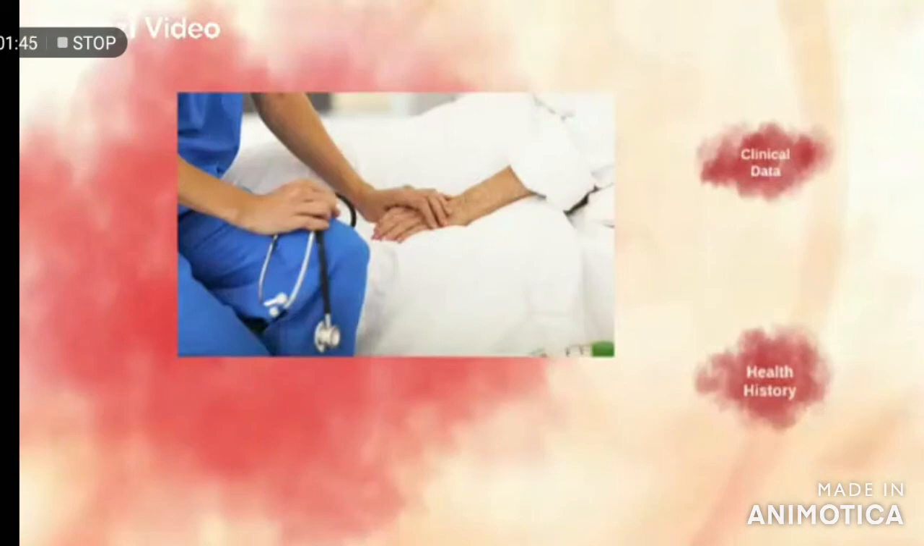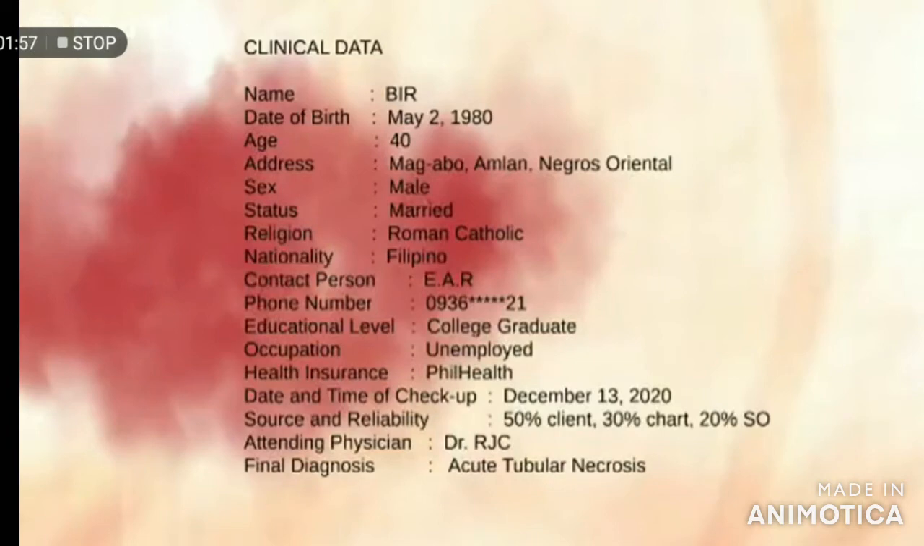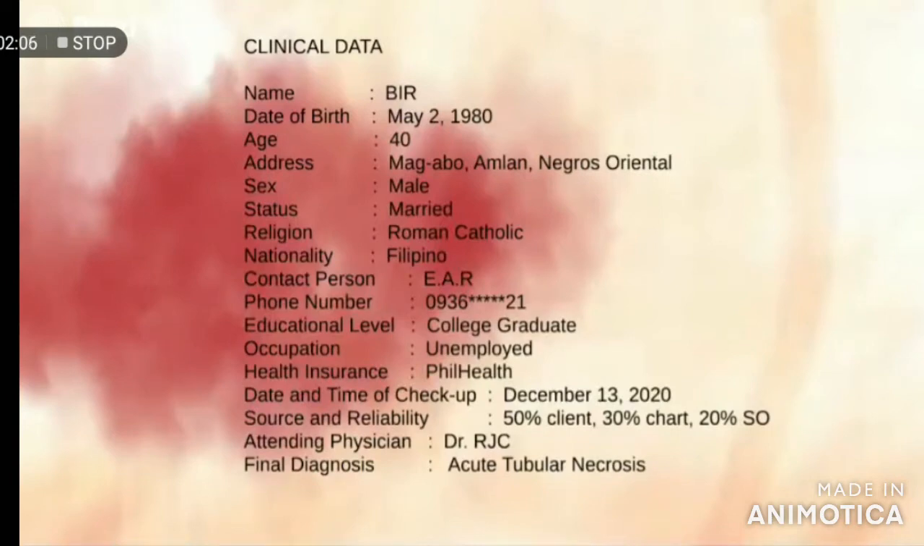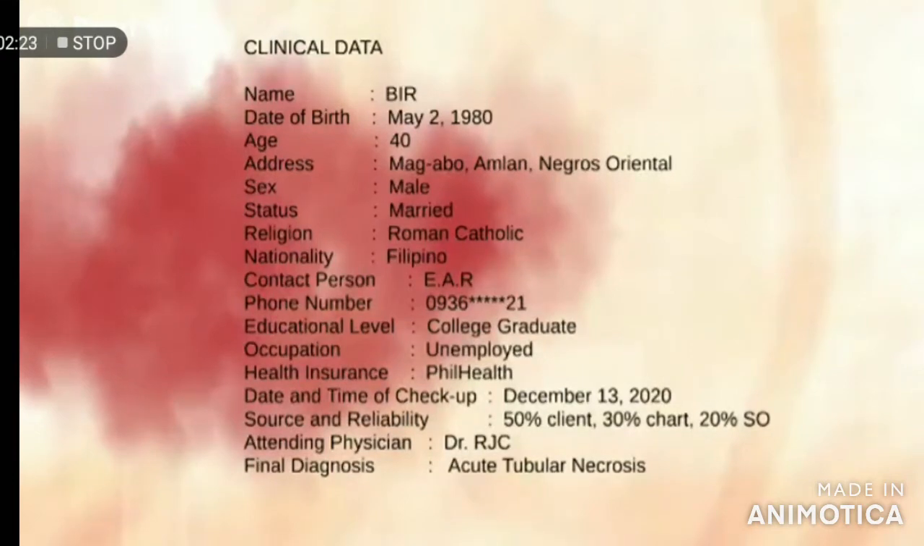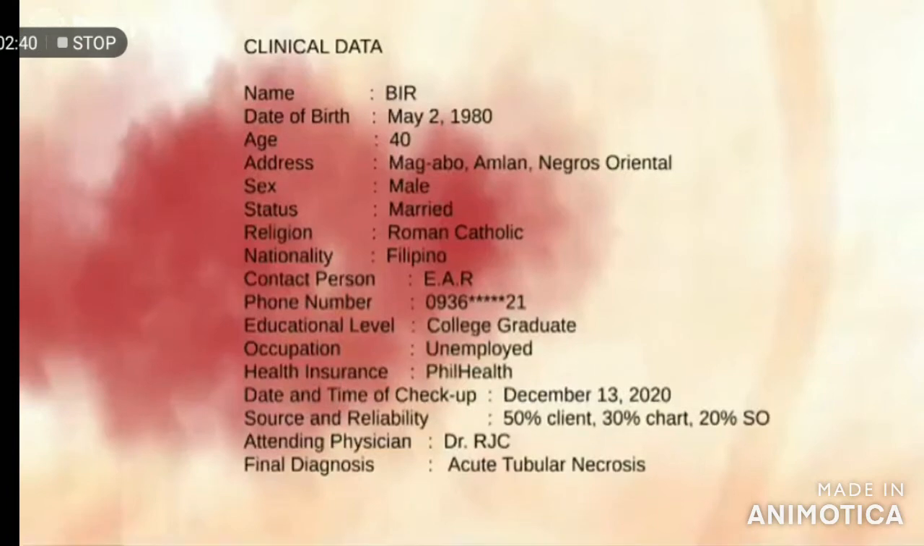Clinical data and health history of the patient. Clinical data: name, BIR; date of birth May 2, 1980; age 40; address Magabuamlan, Negros Oriental; sex male; status married; religion Roman Catholic; nationality Filipino; contact person is EAR; educational level, college graduate; occupation unemployed; health insurance PhilHealth; date and time of checkup December 13, 2020; source and reliability 50% client, 30% chart, and 20% significant other; attending physician Dr. RJC; and final diagnosis is acute tubular necrosis.